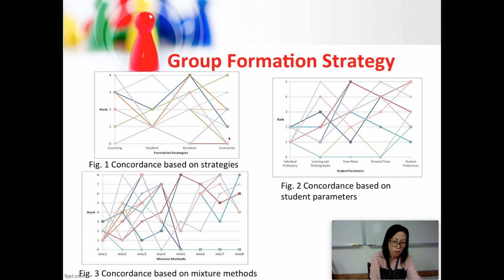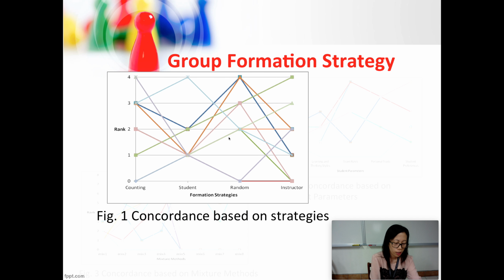Okay, there are 3 figures in the slide. So let me first go to the first figure. Surprisingly, as you can see, there is very little concordance, meaning there is very little agreement among faculty members in terms of how groups should be formed. In fact, instructor selection only ranks second. So it is still student selection which is the most commonly used group formation strategy among teachers. This is followed by instructor selection, then counting, and lastly, random selection.